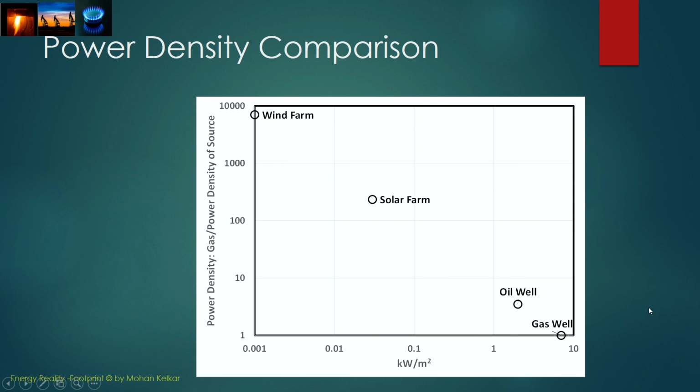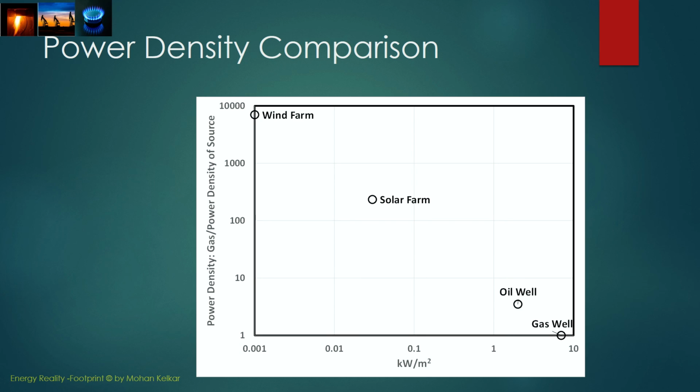When we compare the power density of various resources as done in this graph, on the x-axis what we see is the power density of four different sources: wind farm, solar farm, oil well, and gas well. Wind farm is about 0.001 kilowatt per meter square, solar is about 0.03, oil well is about 3, and gas well is about 7. Please note that the x-axis is a log scale, it's not linear.